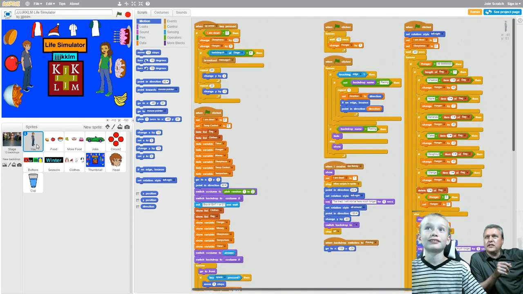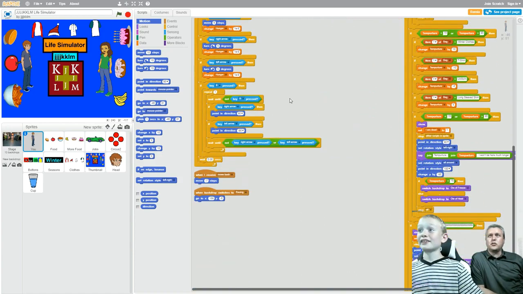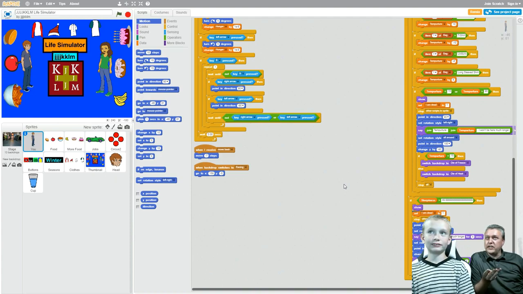Wow, yeah, that's a tremendous amount of code here to describe. It's a little life simulator. It's sort of like a Sims where you've got a person that has to eat food and earn money, and they have to have clothing to protect them from the weather, and get enough rest. Is that right? Uh-huh. All right.